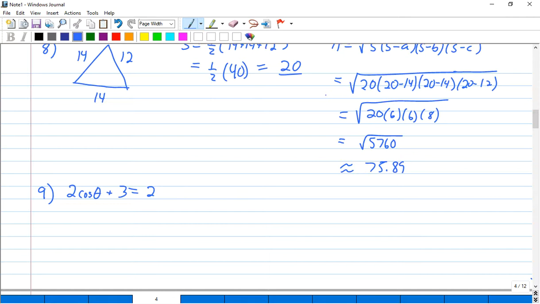So what we want to do is solve for theta. So we need to get cosine of theta by itself. So think about the cosine of theta like it was just an x and you were solving for x. So you'd subtract 3 from both sides.